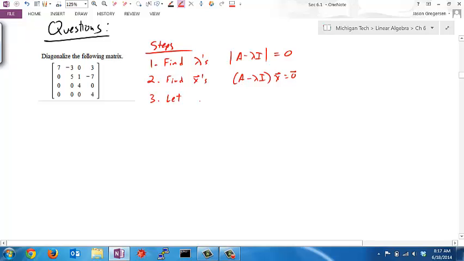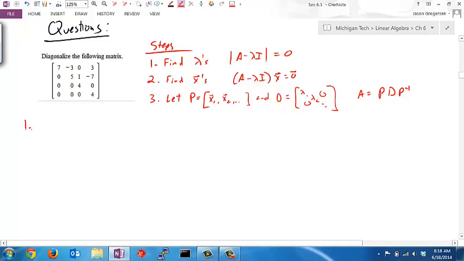After that, I'm going to let P as a matrix be a matrix whose columns are my eigenvectors. And then I'm going to let D as a matrix be a diagonal matrix that has the eigenvalues on the diagonals. And then if I've done everything correct, A should be equal to P times D times P inverse. Once I find P and D, that's the diagonalization of A.